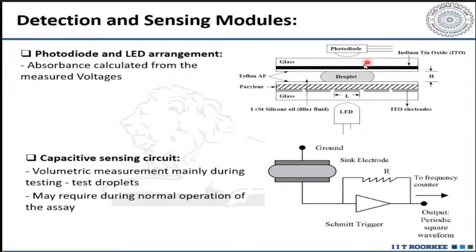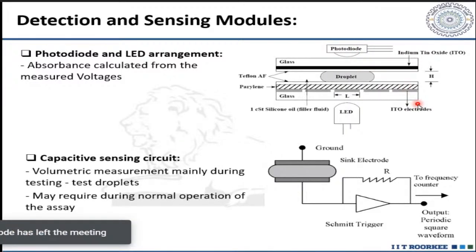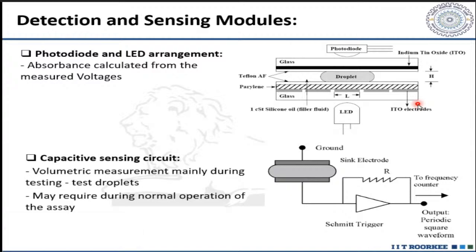So basically this is the arrangement, that LED and photodiode arrangement, which is helping the chip designer to calculate the concentration, or basically from the calibration of some already taken data, the unknown concentration can be determined. So this is one sensing module or detection unit.